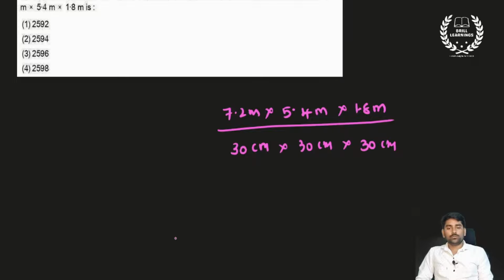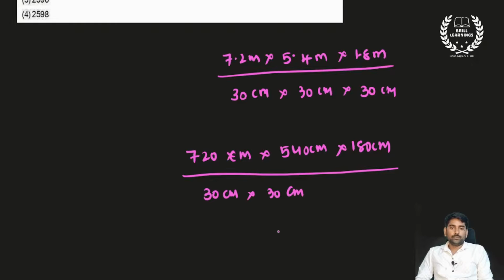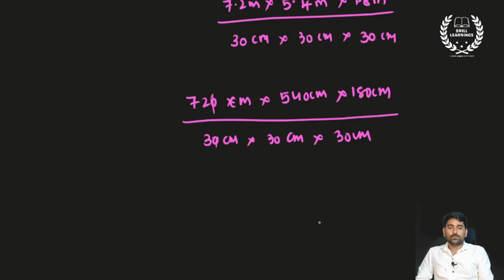So multiply all those upper values by 100. So 7.2 into 100 is 720. Now it is in centimeters: 540 centimeters, and then 180 centimeters. Write the denominator values as it is: 30 centimeters, 30 centimeters, and then 30 centimeters. Now cancel all these values. 3 ones are 3, 6... 3 ones are 3, 2s are... 24 2s are 48.